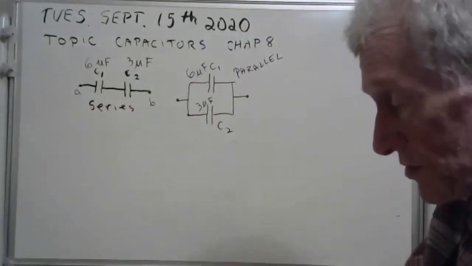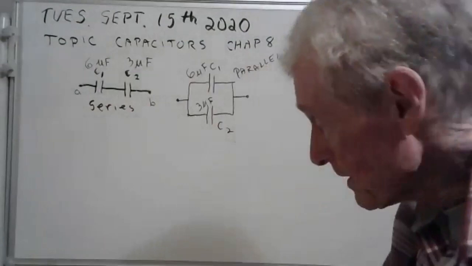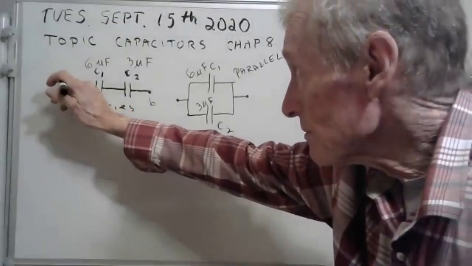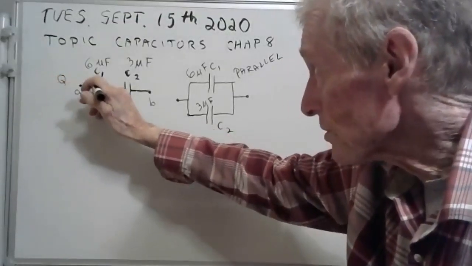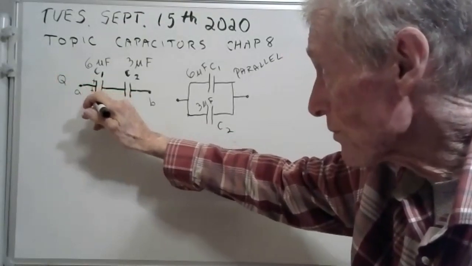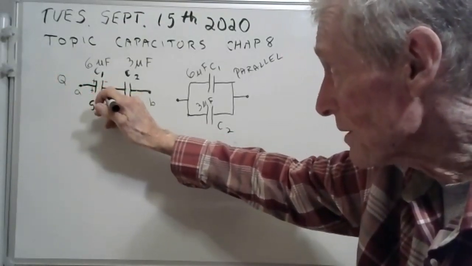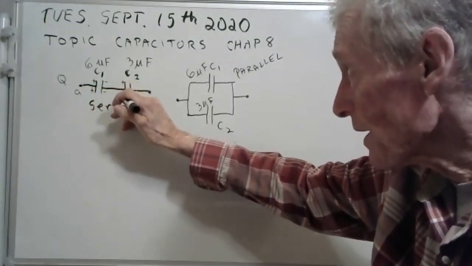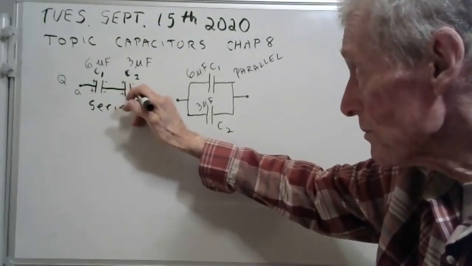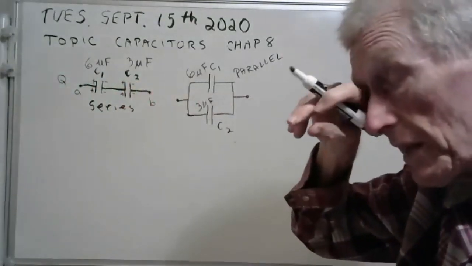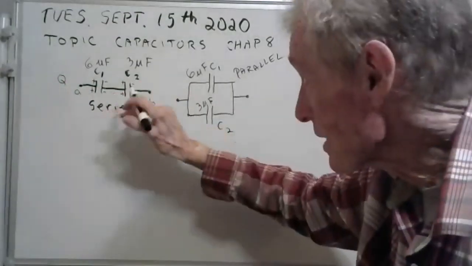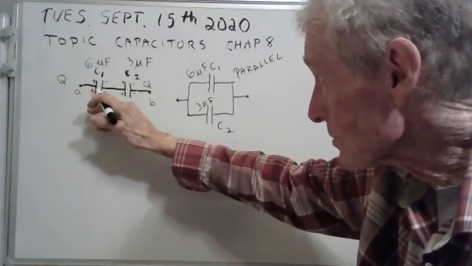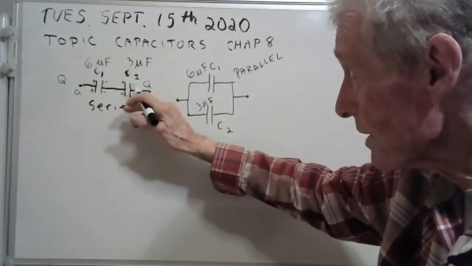What you need to know about series is whatever the charge is that goes into this. Here's some charge. It goes into this, and the charge goes on that plate, and it makes this plate minus because it repels positive charges, and they go to this plate, and that repels positive charges and makes that minus. What I'm trying to tell you is they have the same charge. Whatever the charge is on this capacitor is the same charge on that capacitor.